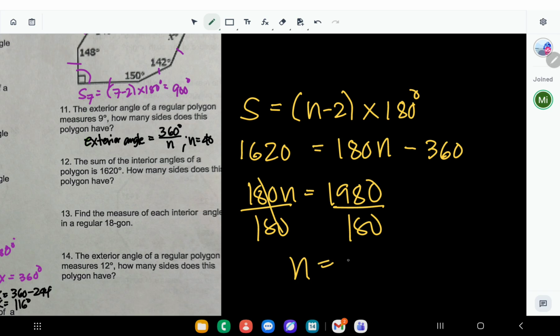What did you get? I got 11. You distribute 180 to n minus 2. So that is 180n minus 180 times 2. Okay. Then 1620 plus 360, that's 1980. Divide by 180, I got 11. Did you get the same thing?